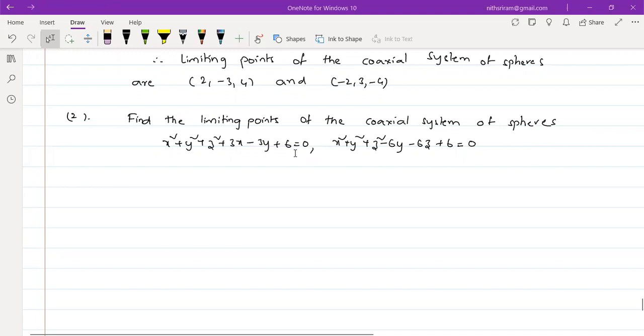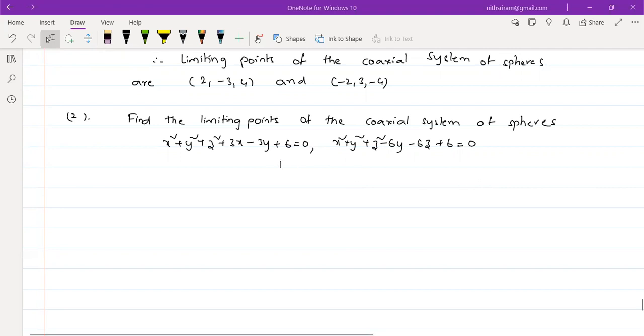Here I have given you two spheres. First of all, you have to find one plane equation. Treat the first sphere as S equal to 0 and the second sphere as S dash equal to 0. If you subtract S minus S dash, then we get a plane equation. For the coaxial system, we can use any one of the sphere equations together with the plane equation, so that S plus lambda U equal to 0 represents a coaxial system of spheres.